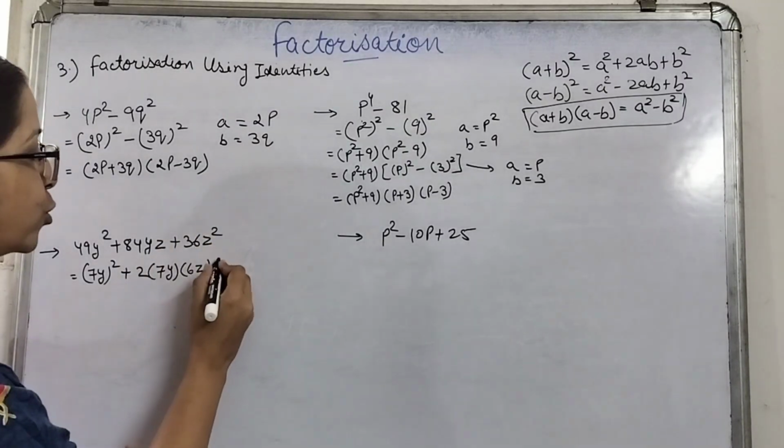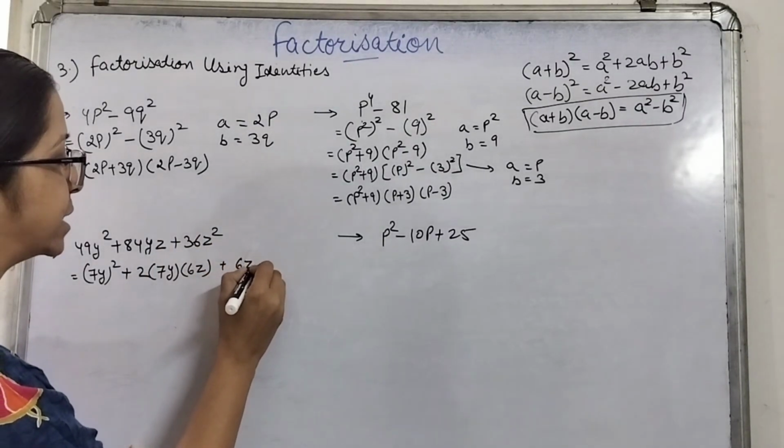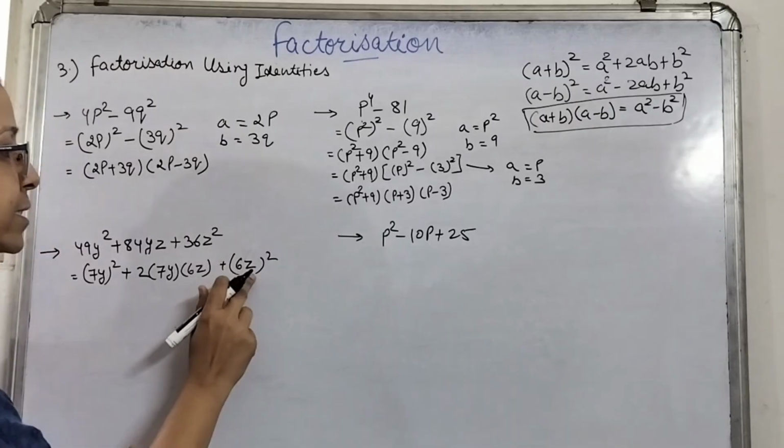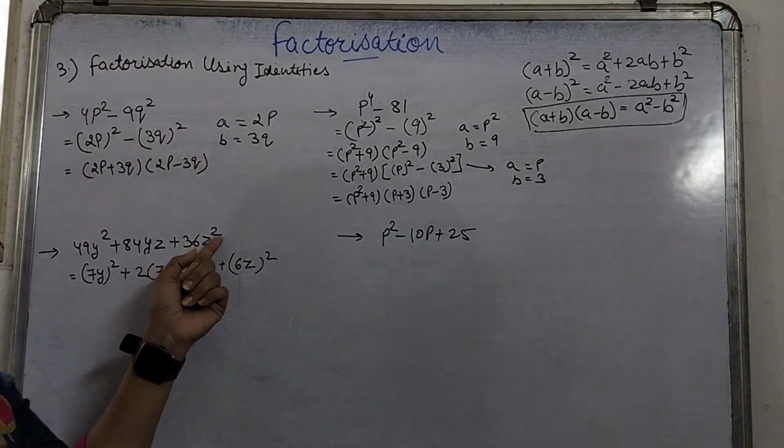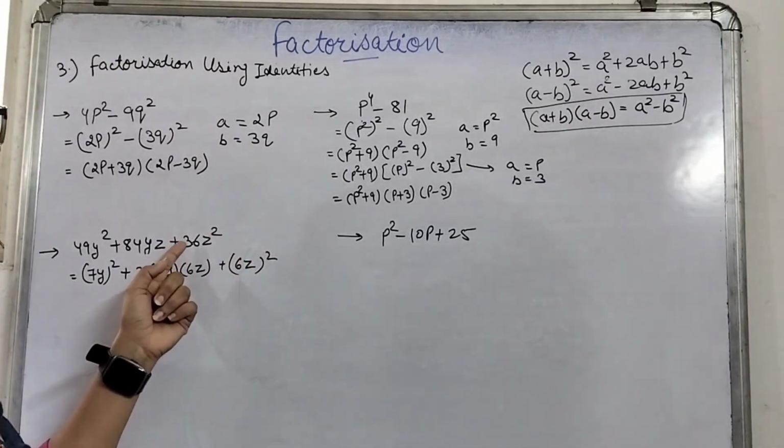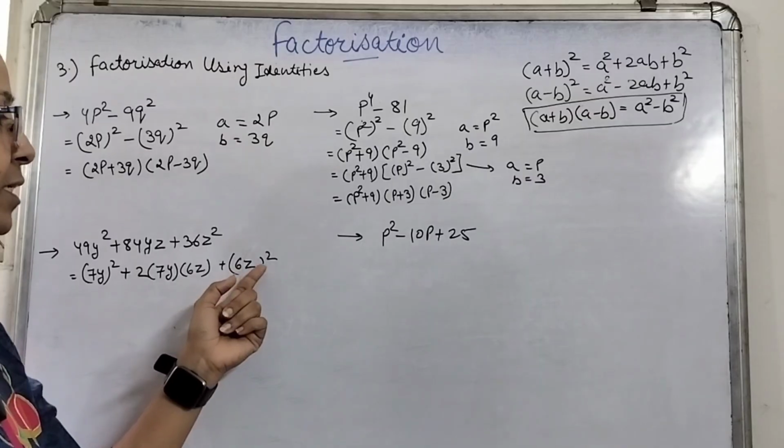Now 36z square could be written as 6z whole square. 6z multiplied by 6z will be 36z square. So this is how we have written 36z square as 6z whole square.